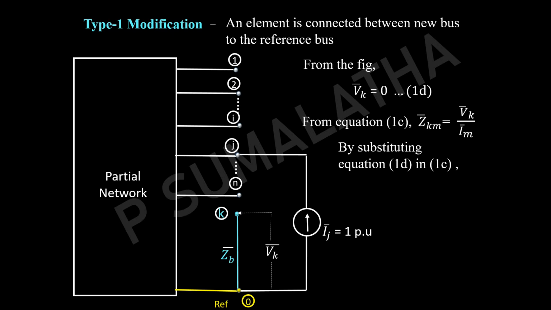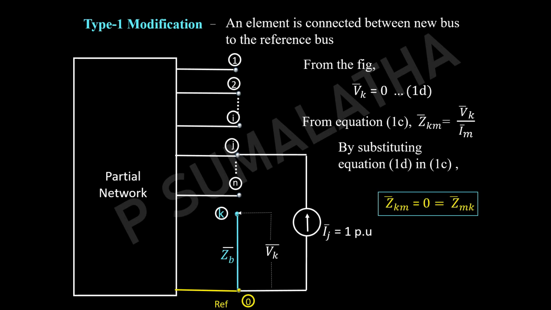By substituting equation 1d in equation 1c, you will have Zkm equal to Zmk equal to 0. Because here already the voltage with respect to the kth node is 0, so this becomes 0. Obviously this value becomes 0, and we know Zkm equal to Zmk. So therefore all off diagonal elements for type 1 modification, that is whenever you add an element between the new bus to reference bus, all the off diagonal elements will become 0. So this is the expression for the off diagonal quantity.